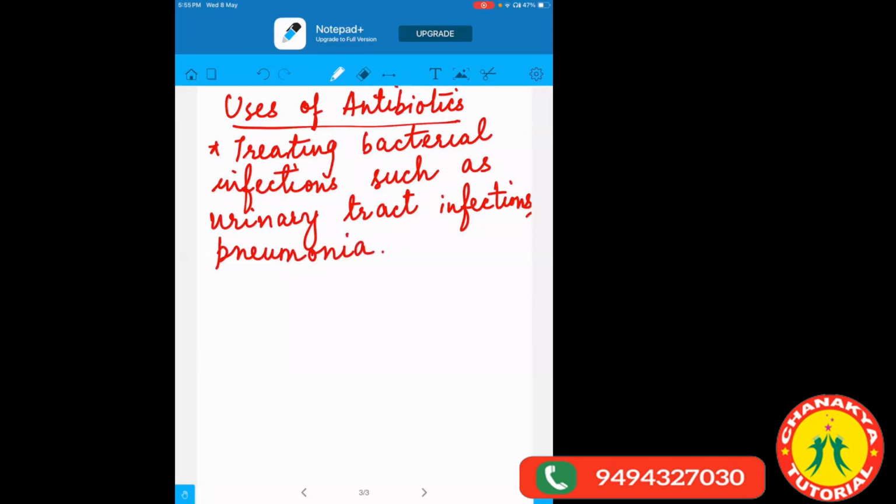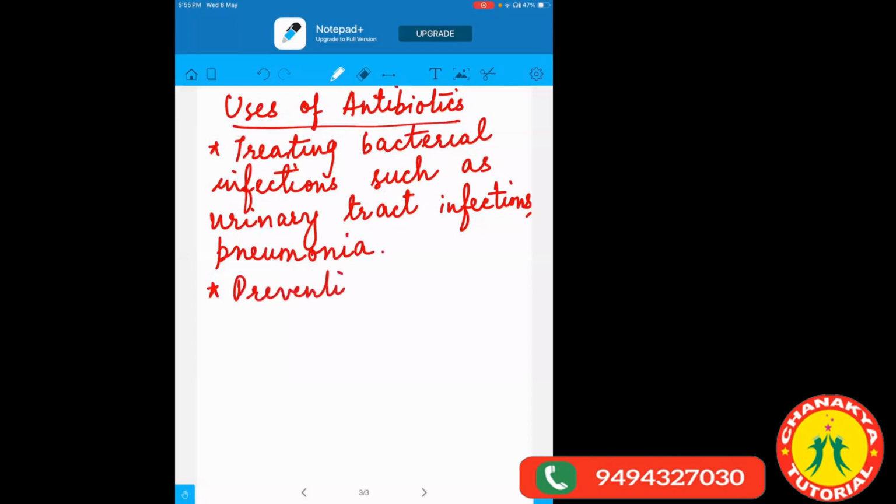Then during the time of the doctors, you might have seen they will be doing the surgeries or the operations. So during that time also they will be using these antibiotics.